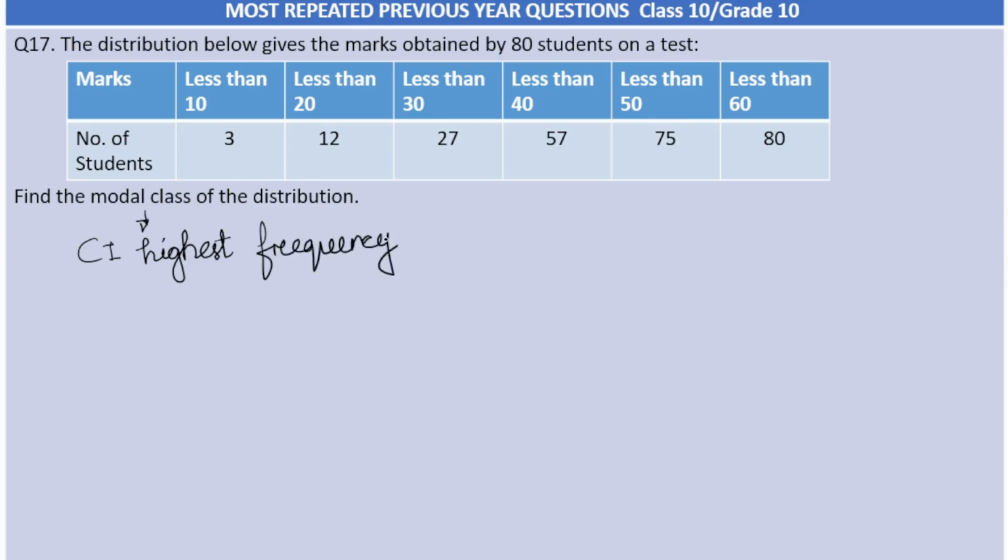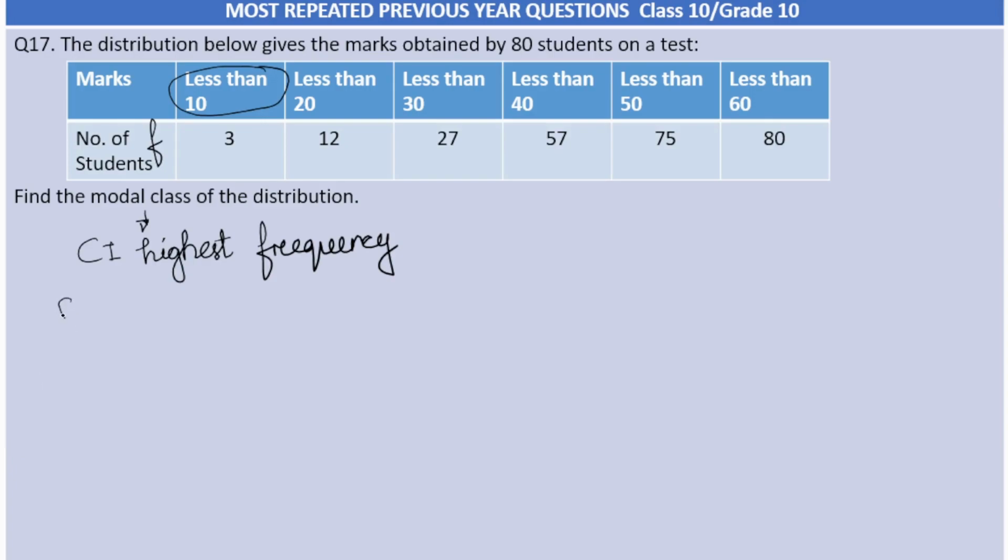Now if you have a look at the marks row in the table, it is not giving us proper class intervals. It's giving less than 10. It's not a proper class interval. So first let's define the class intervals, and from there on we can understand which class interval is going to have the highest frequency. The number of students here is actually nothing but the frequency, which we are going to find out.